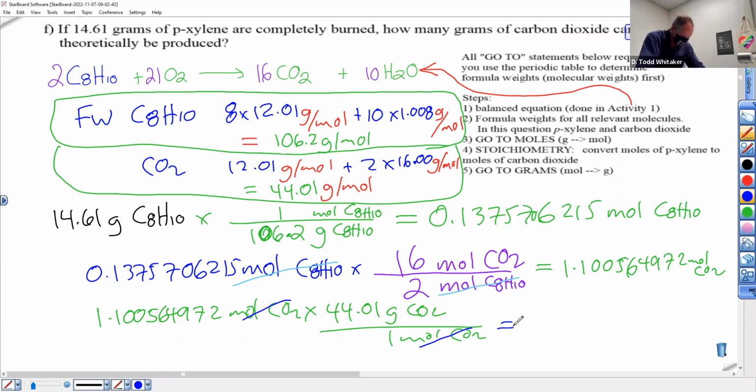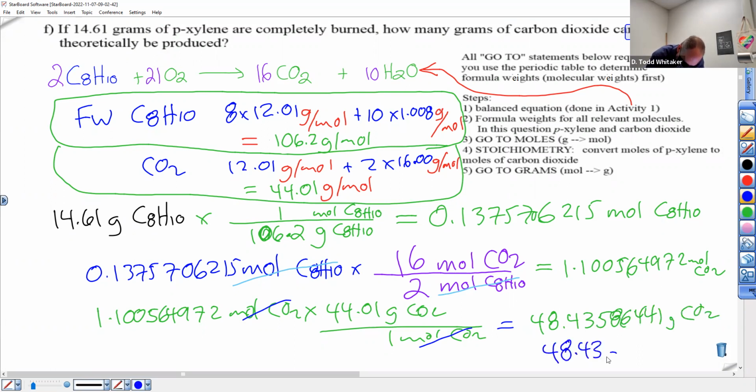What's 10% of 44? 49-ish? 48.435. And that's grams CO2. Now, 4 sig figs. There's a final answer.